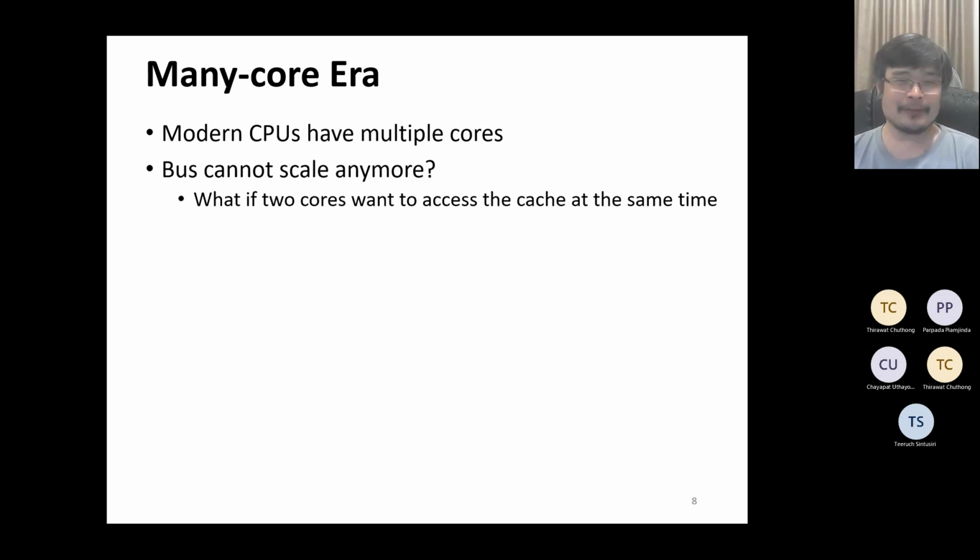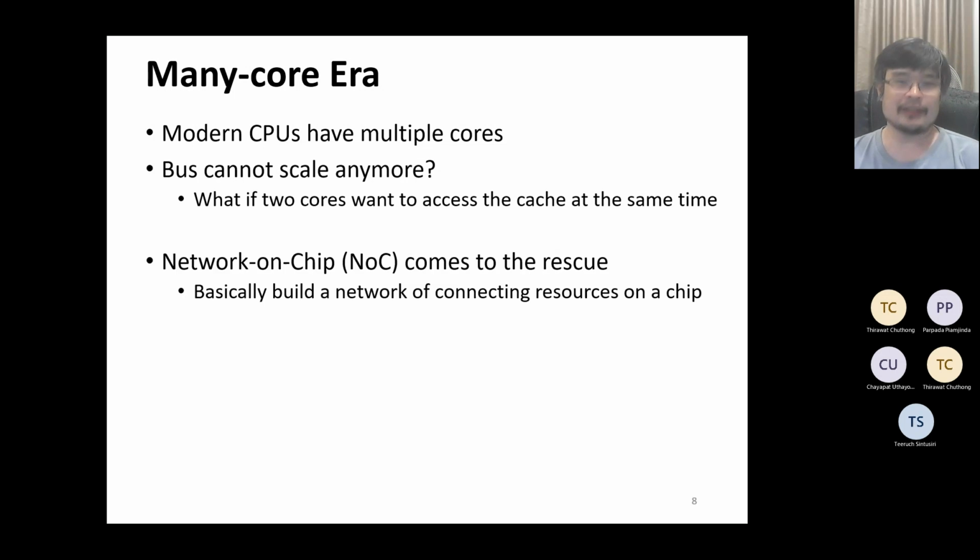And you cannot really just use the bus, because if you want to connect 64 different locations with only one single bus, then you're basically screwed, right? If you want to send data to the cache, you have to wait a lot, right? So now the network on chip comes to the rescue.